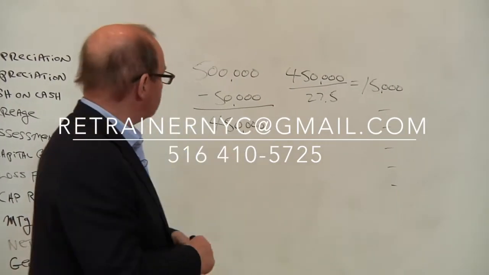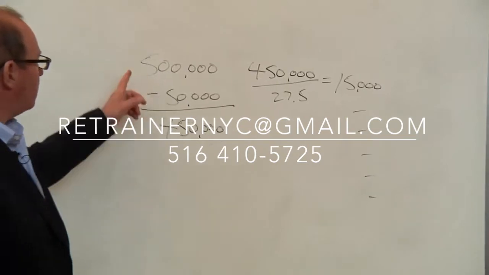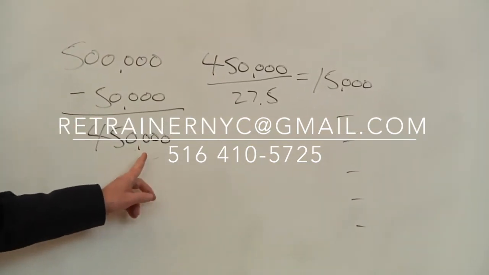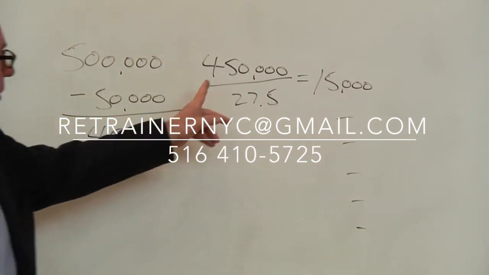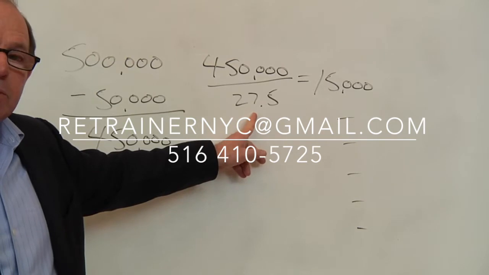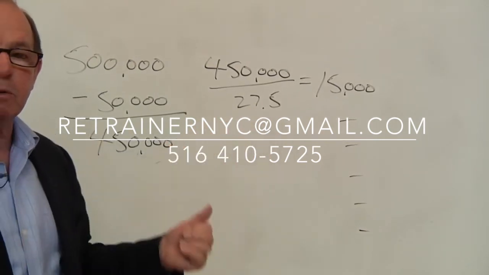Now, let's just go through the numbers again to make sure we're clear. Acquisition cost minus the land gives me the value of the building. We can depreciate the building, but not the land. We bring the building over here. For residential, we divide it by 27.5 years. For commercial, we would divide this by 39 years.